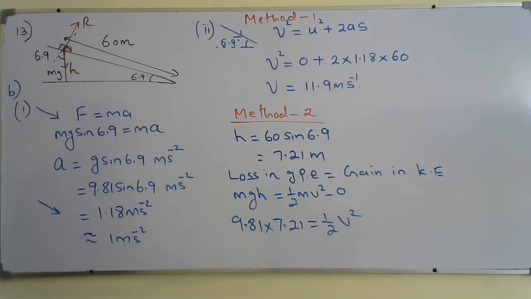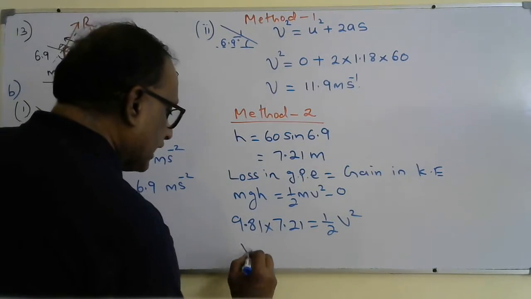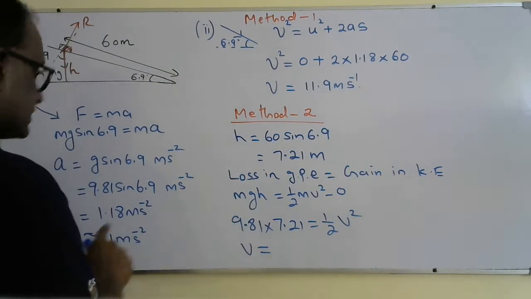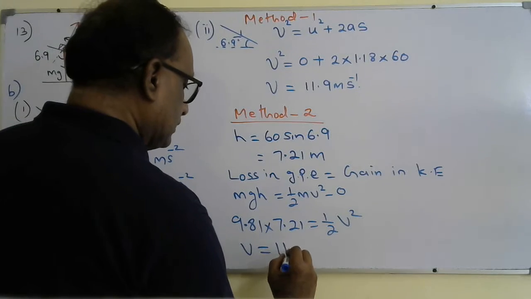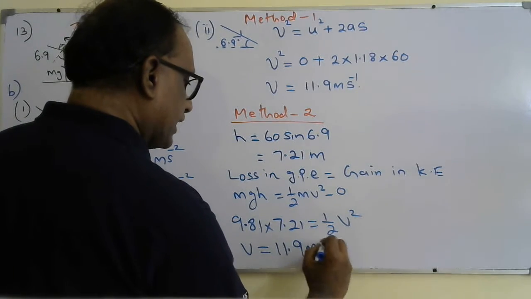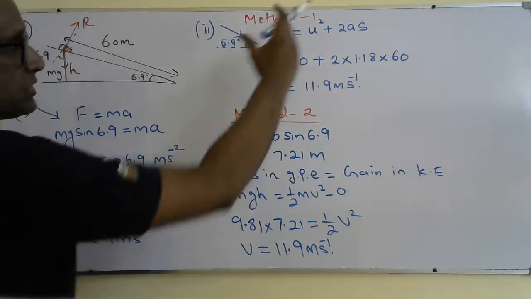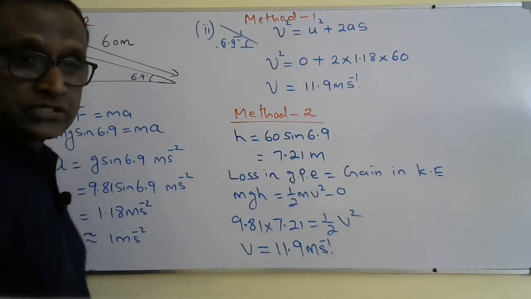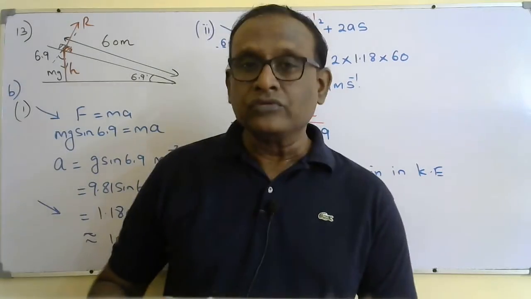So find v squared, solve it and find v, exactly the same answer. You will get 11.9 meters per second. So either way we can approach, by using equations of motion or by using energy equations.